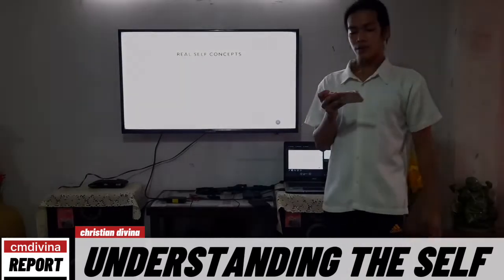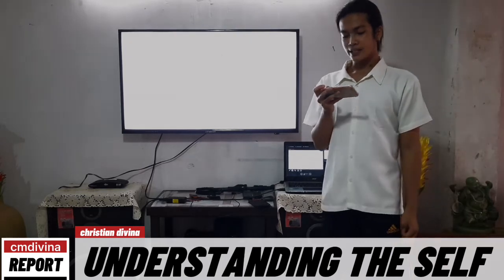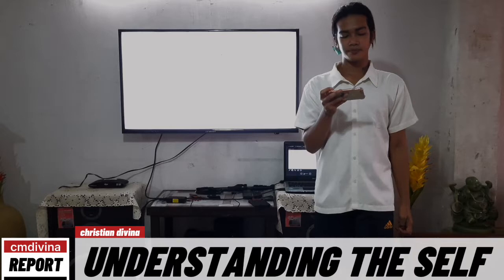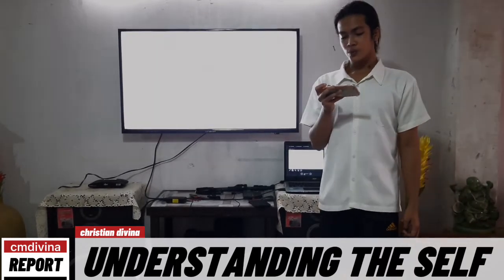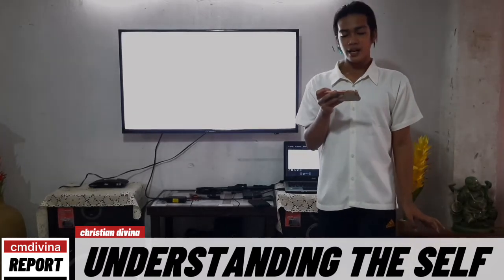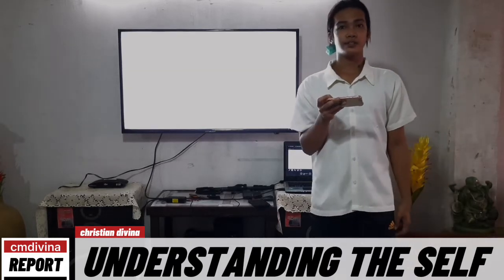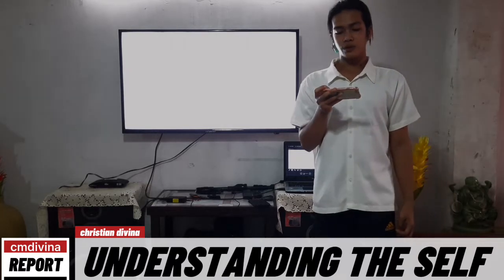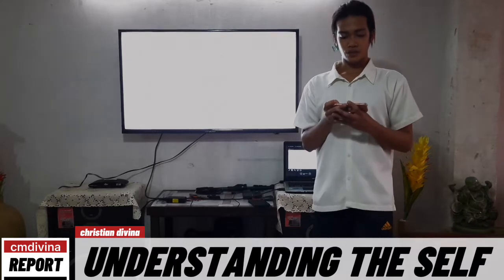The next is the real self concept. In psychology, the real self and the ideal self are terms used to describe personality domains. The real self is who we actually are. It is how we think, how we feel, look, and act. The real self can be seen by others. But because we have no way of truly knowing how others view us, the real self is our self-image.